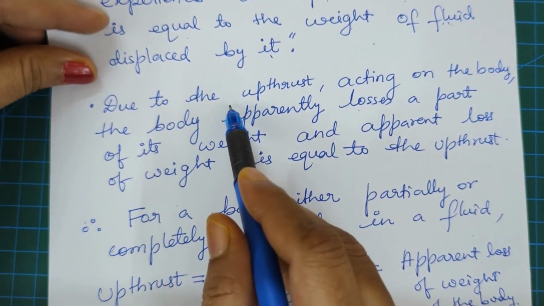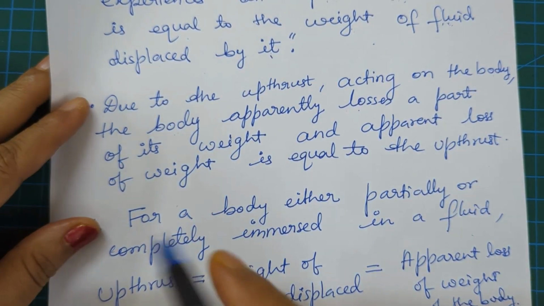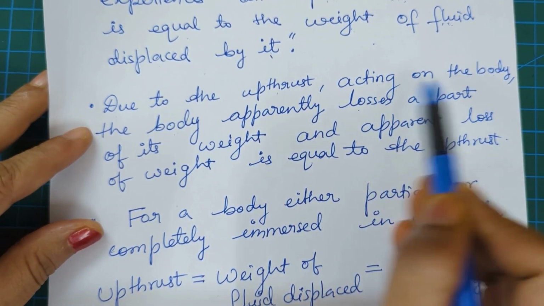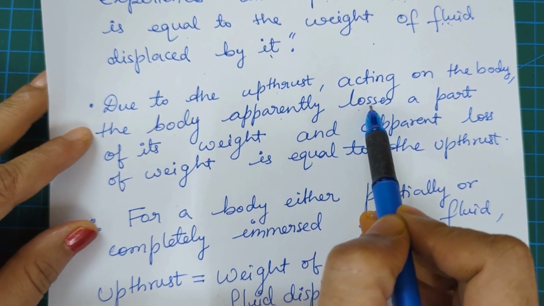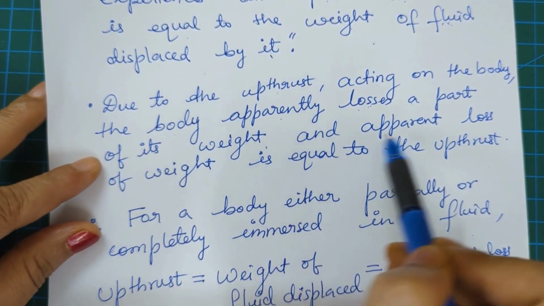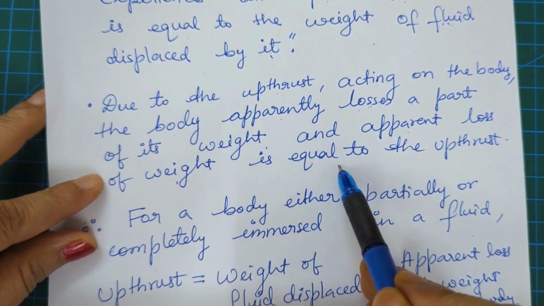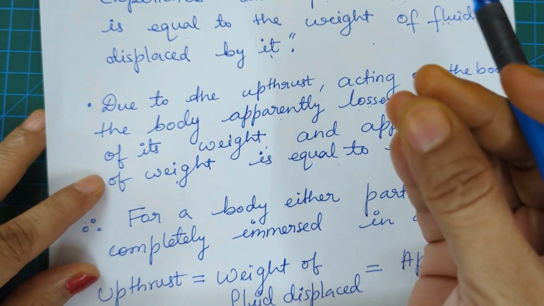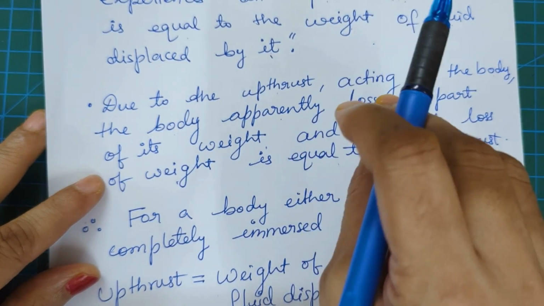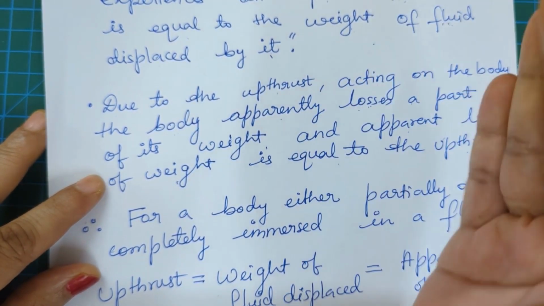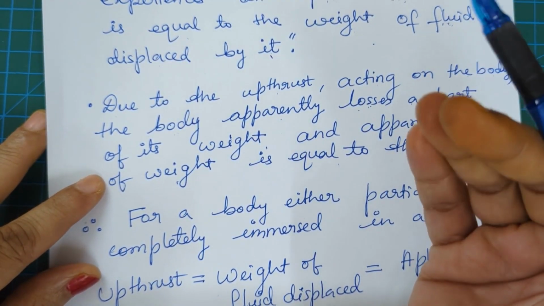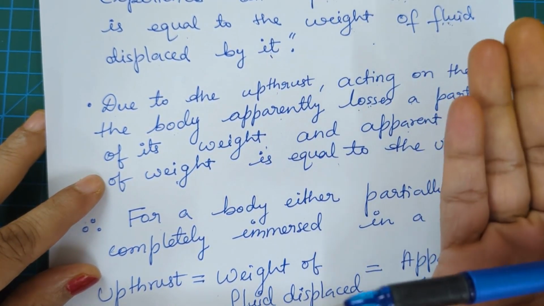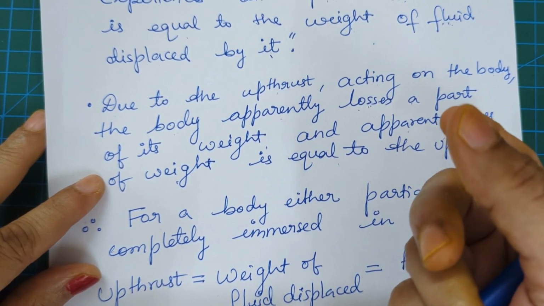Due to Archimedes' principle, certain things happen. Due to that upward thrust acting on the body, it apparently loses a part of its weight, and the apparent loss of weight is equal to the upward thrust. So Archimedes tells that whenever an object is immersed fully or partially in a fluid, that object experiences an upward thrust, and there are two techniques of finding how much upward thrust that immersed object experienced.